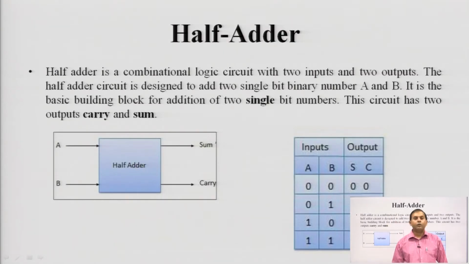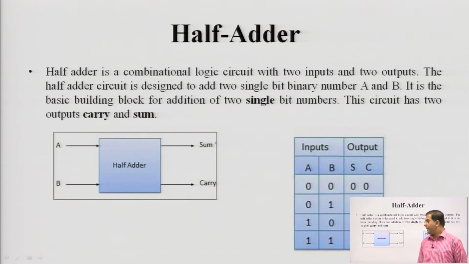Now today we will discuss the half adder. The half adder is a very common example of a combination circuit. It is a combinational logic circuit with 2 inputs and 2 outputs. The half adder circuit is designed to add 2 single bit numbers A and B. It is the basic building block for addition of 2 single bit numbers. We have already discussed the logical OR operation and binary addition in previous lectures, so the concept of binary addition is what we are using here.